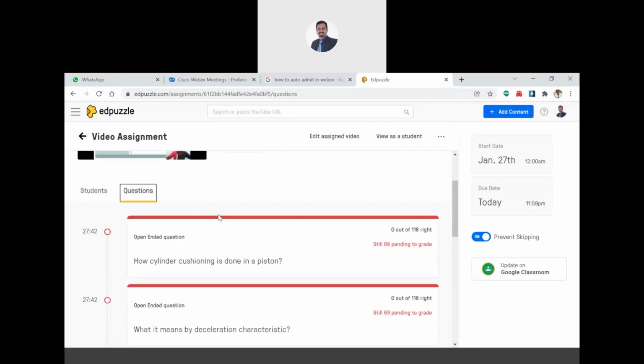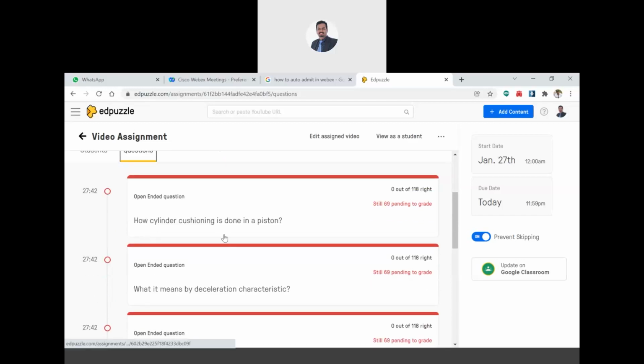Okay, so there we have a few questions here for you to answer. How is cylinder cushioning done in a piston? Anyone? How is the cylinder cushioning done? It's done by forcing air through a nozzle and then the reduced pressure will cushion the impact.